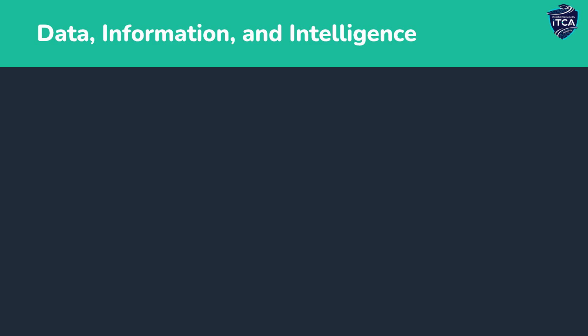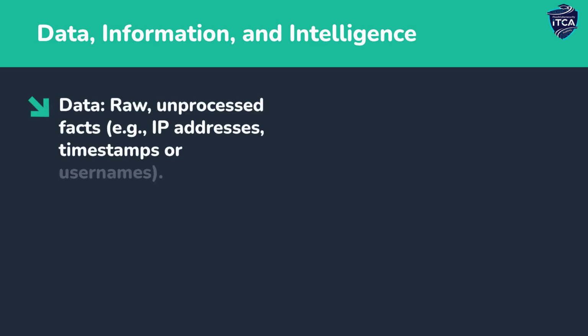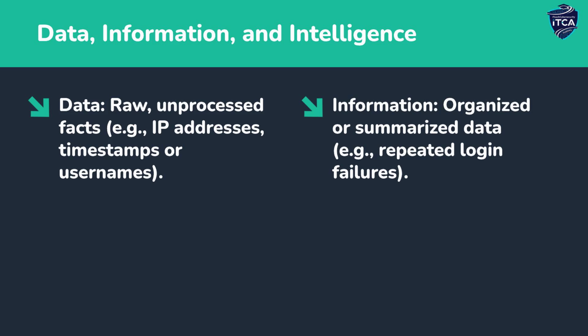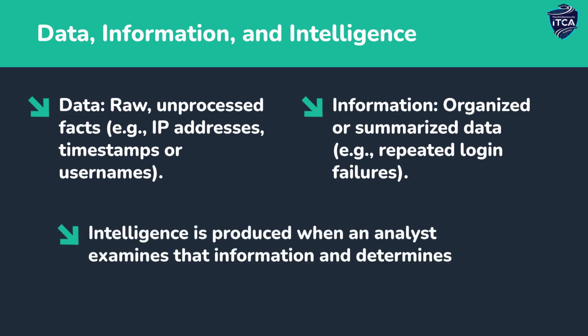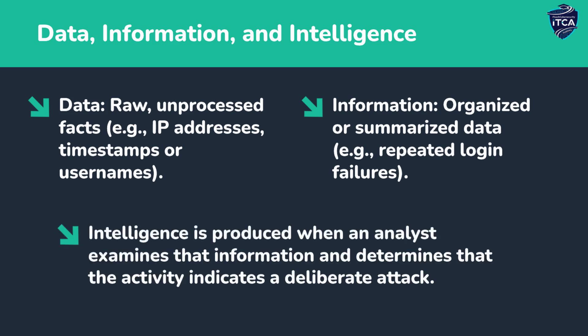To understand intelligence clearly, we must distinguish between data, information, and intelligence. Data consists of raw, unprocessed facts such as IP addresses, timestamps, or usernames. When data is organized or summarized, it becomes information. For example, a log showing repeated login failures over a short period of time is information. Intelligence is produced when an analyst examines that information and determines that the activity indicates a deliberate attack, identifies the attacker's objective, and recommends a response.